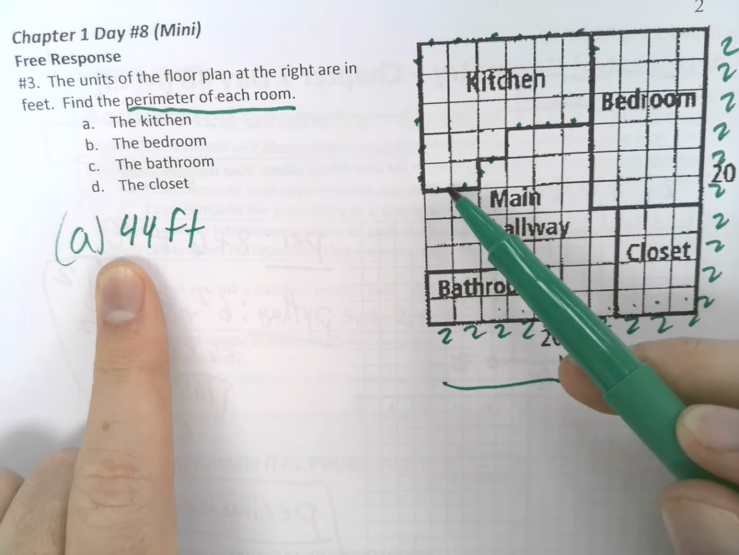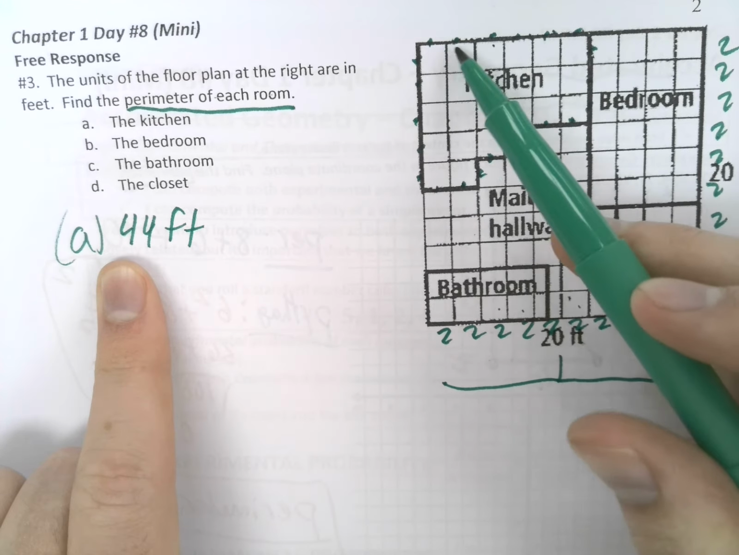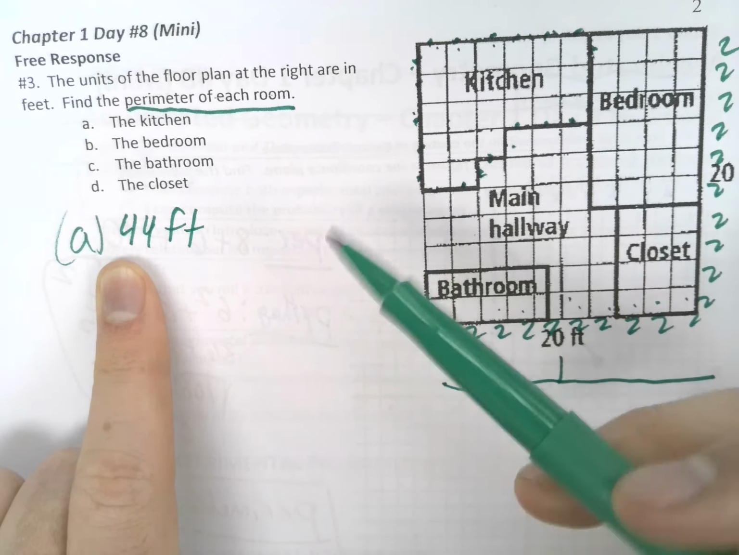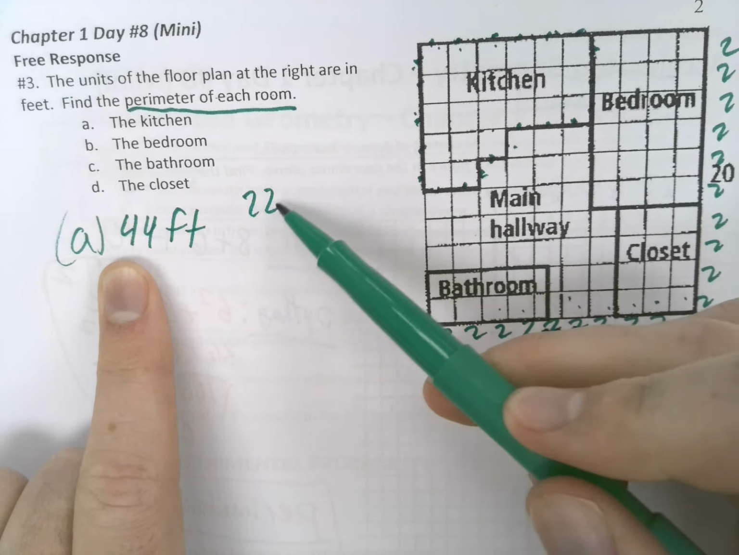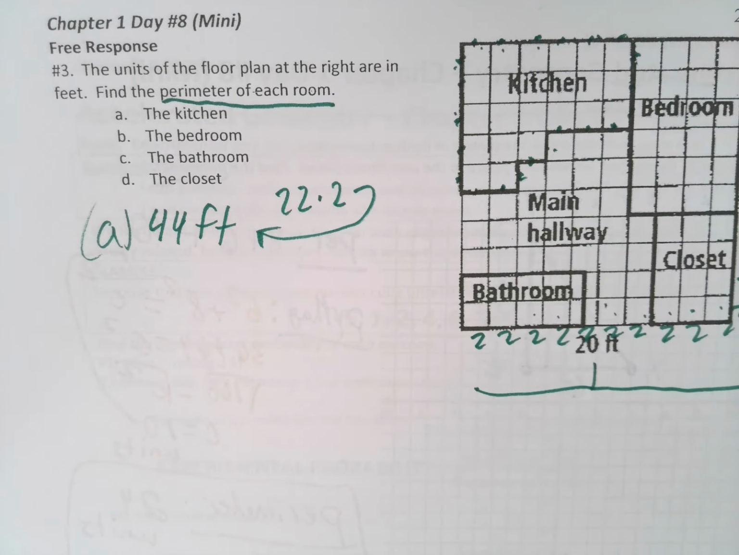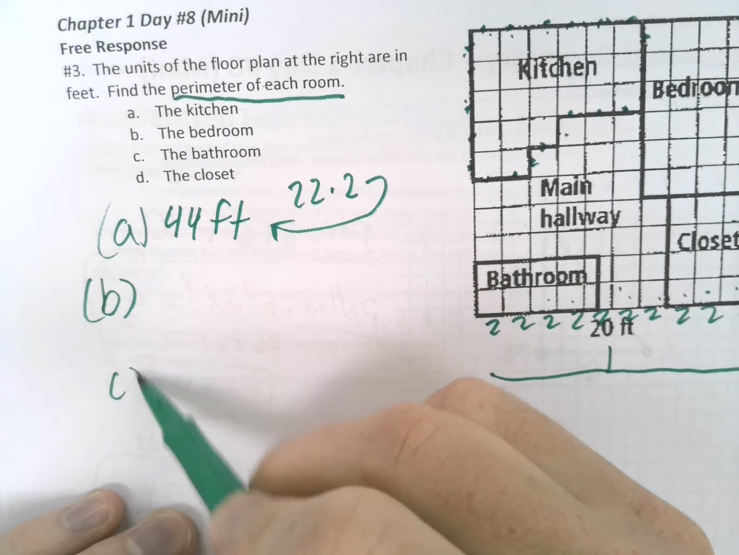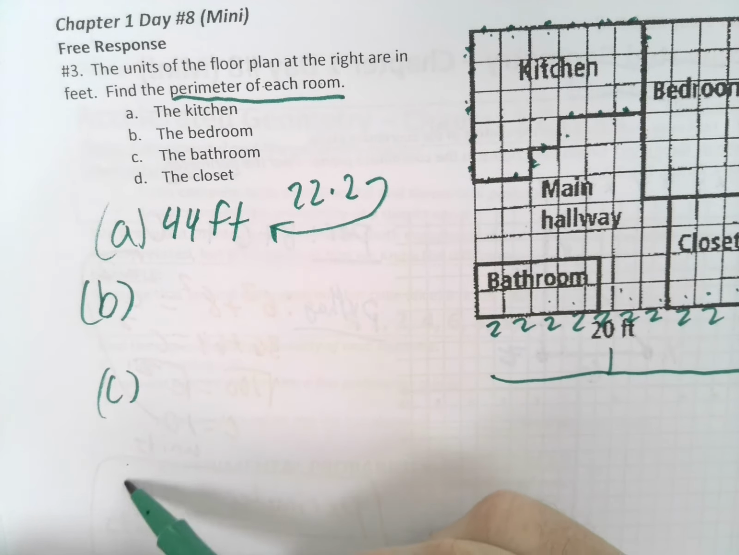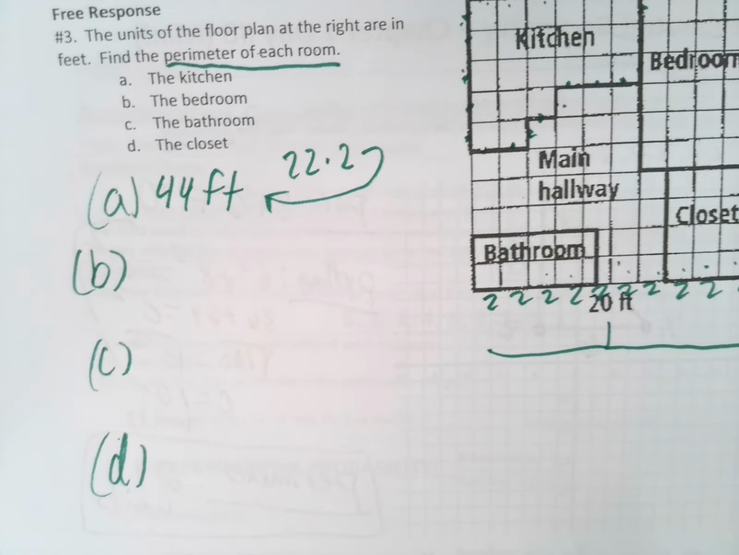Another way to do it is to just straight up count it. 1, 2, 3, up to 22. And say, okay, I've got 22 sides here, and each side is 2 feet. Either way, you get 44 feet there. So I'm going to give you a chance to see what you can do about the bedroom, the bathroom, and the closet. And be careful, because some of these may be a little bit trickier than you think. So take your time and let's see what you got.